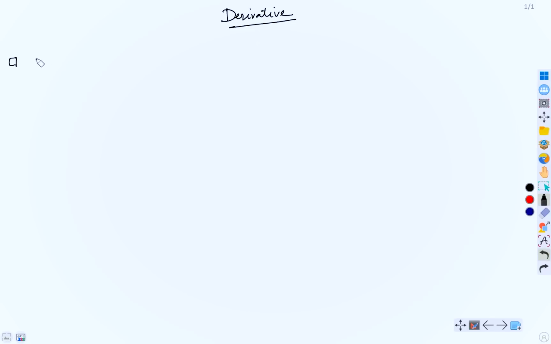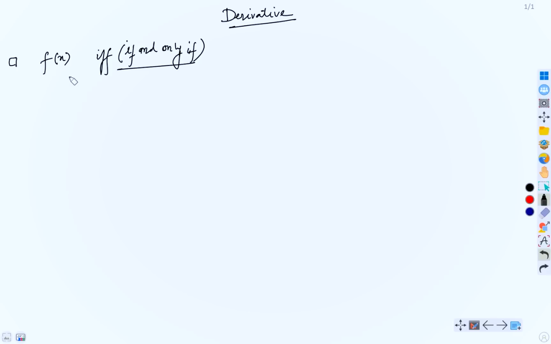As we already know, we say a function f(x) is differentiable if and only if, or in short form, we write this as "iff". Whenever you see this notation, it means "if and only if", okay? This is a short form of writing this whole phrase, okay?